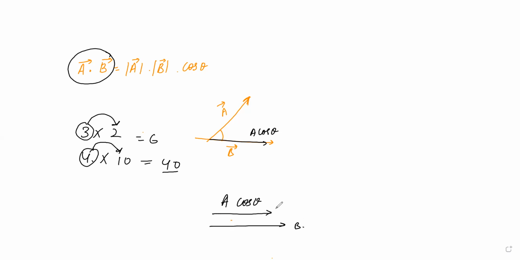So this is your B, this is your A. When you say A cos theta, it is the component of A which is along B. When you say B cos theta into A, it is that component of B which is along A. Understood this, guys? All of you understood this? Yes, sir. Now, the most important use of this is to find direction.